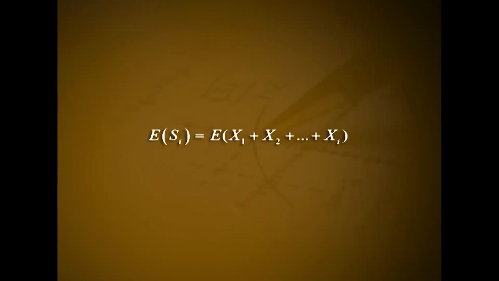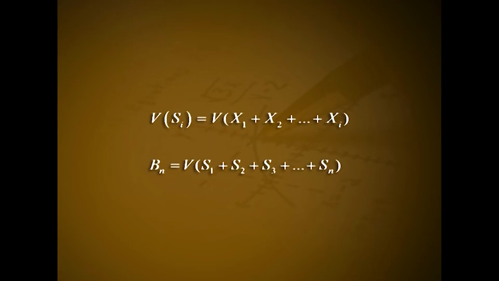Now, the variables are S1, S2 etc. Sn. Here expectation of Si equal to expectation of x1 plus x2 etc. plus xi, variance of Si equal to variance of x1 plus x2 etc. plus xi, Bn equal to variance of S1 plus S2 plus S3 plus etc.